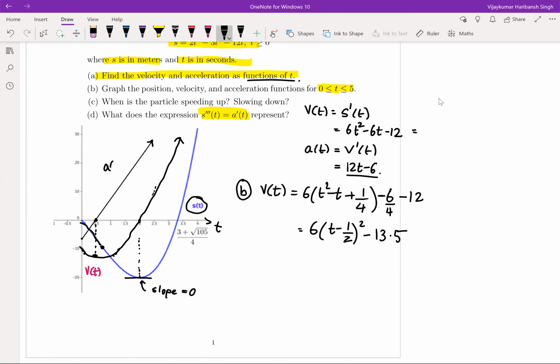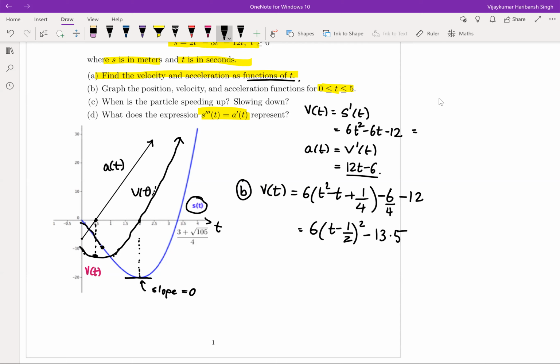So this is the a of t. Of course, when you use algebra, you can draw it more or less precisely. So these are the graphs of velocity, acceleration, and the position vector. Now the next question is, what does it mean? When is the particle speeding up and when is the particle slowing down?